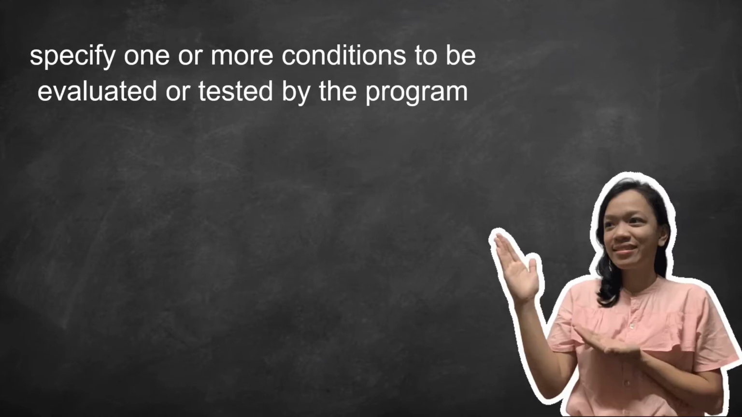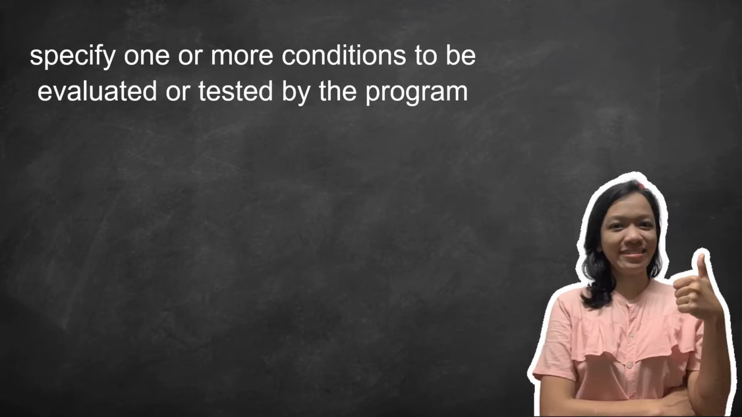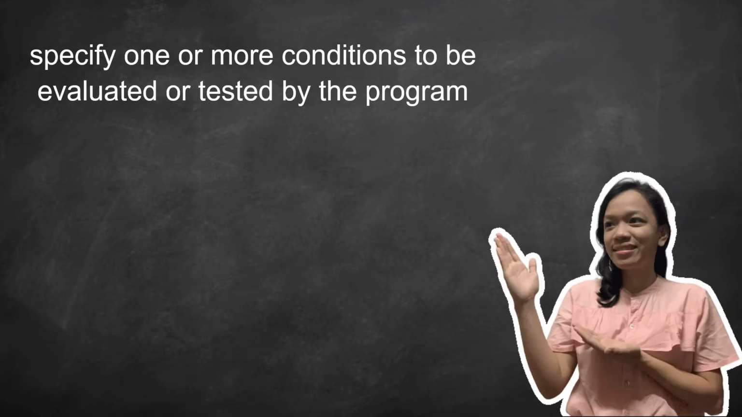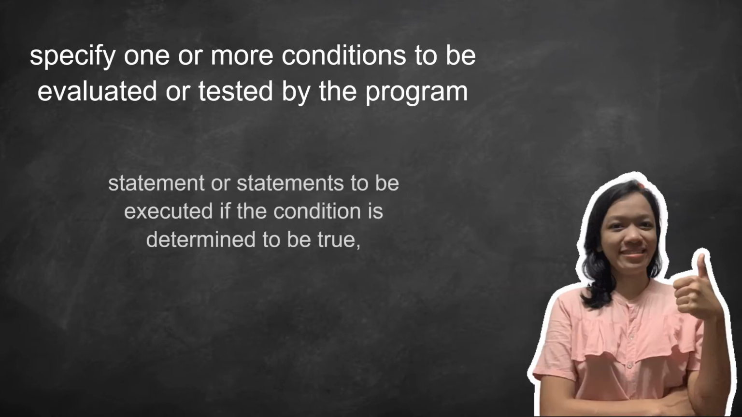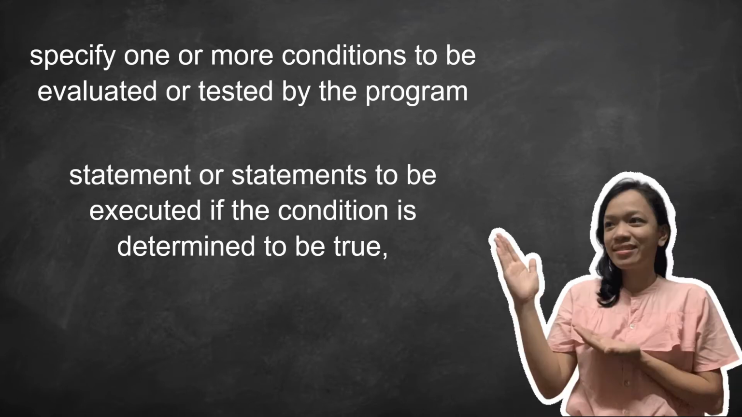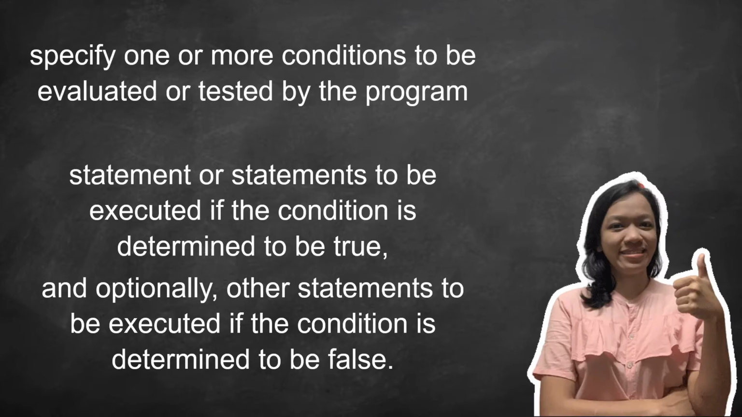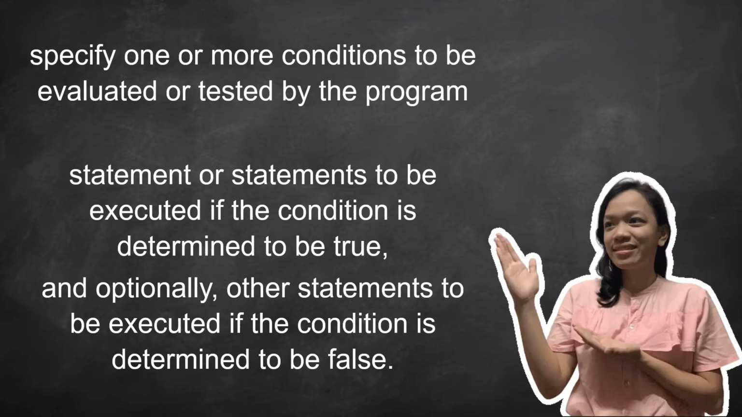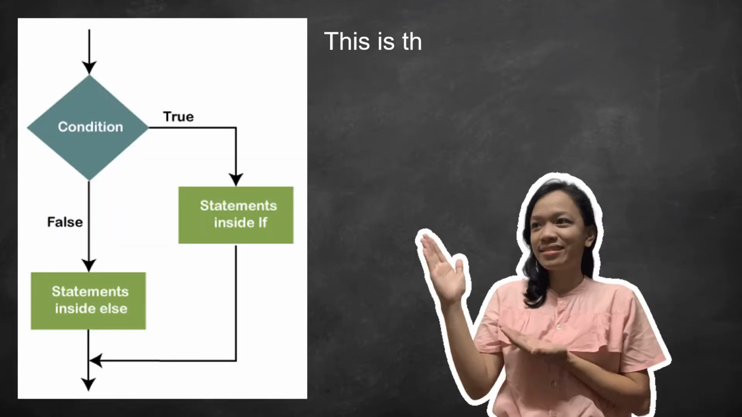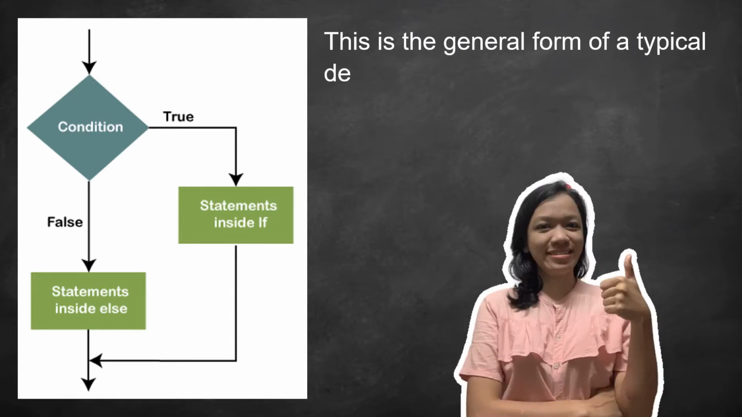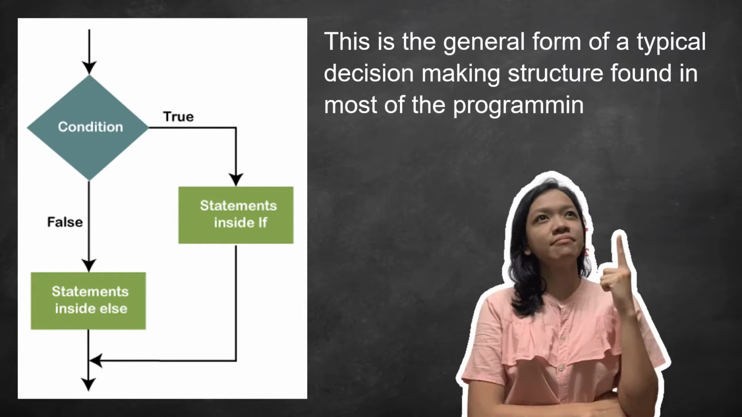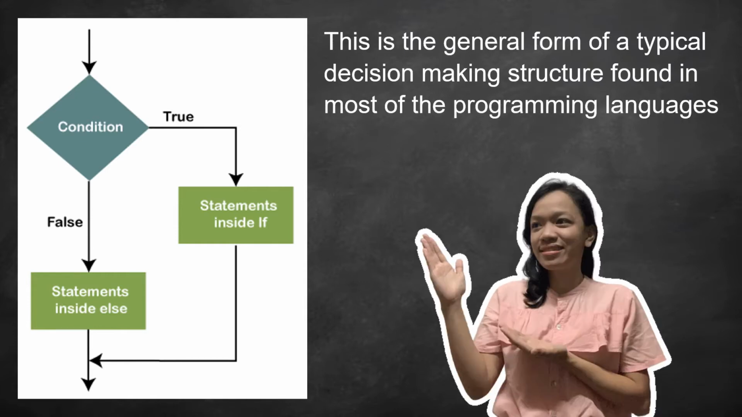Decision-making structures require that the programmer specify one or more conditions to be evaluated or tested by the program, along with the statement or statements to be executed if the condition is determined to be true, and optionally, other statements to be executed if the condition is determined to be false. This is the general form of a typical decision-making structure found in most of the programming languages.